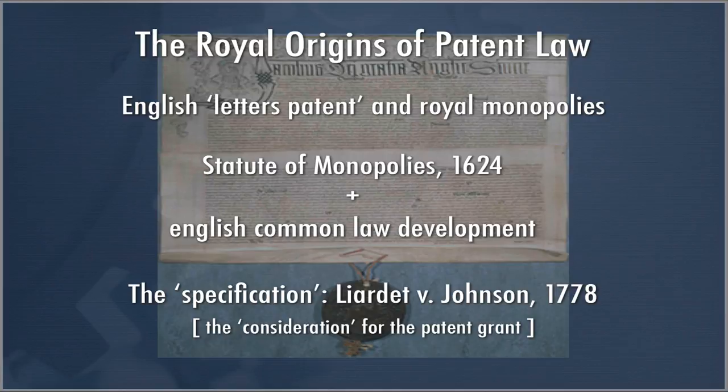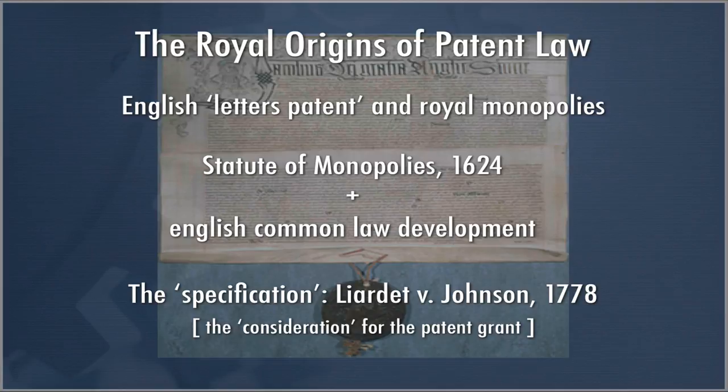And that then leads to a period of a few hundred years of English common law development, where many of the modern features of what we now understand as a patent system get developed, including and most importantly, from the English perspective, the development of what we know now as the specification in the Liardet case in 1778.